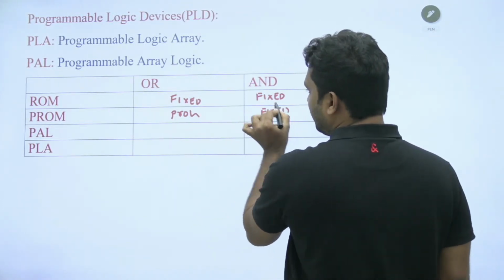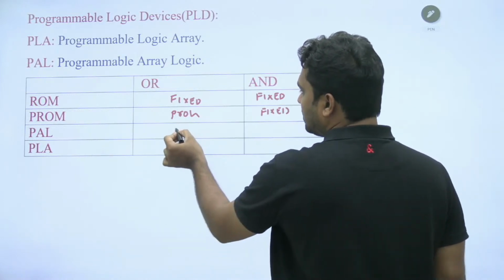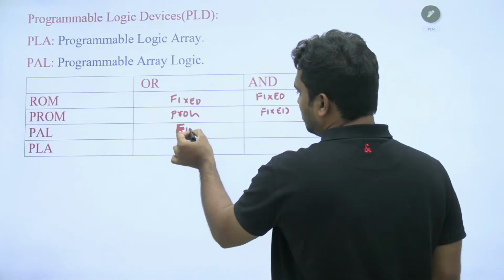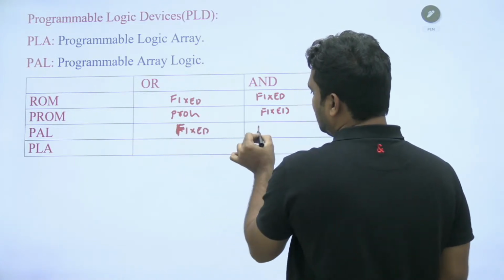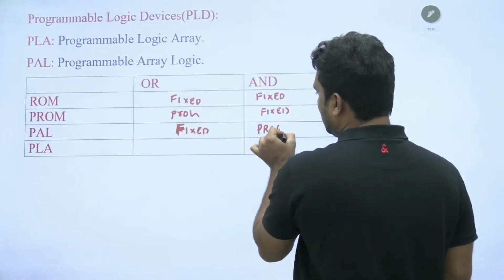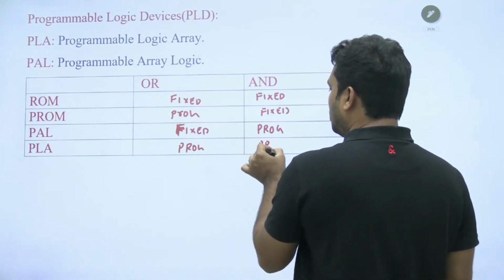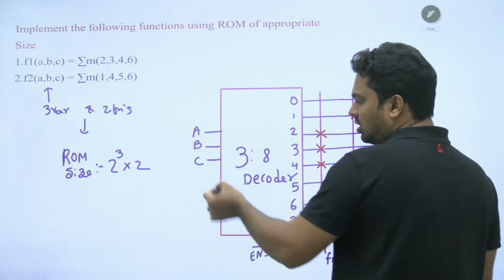There are two different cases: programmable array logic, where this is fixed and this is programmable. There is another case where both are programmable, the programmable logic array. Here this part is not in your hand.